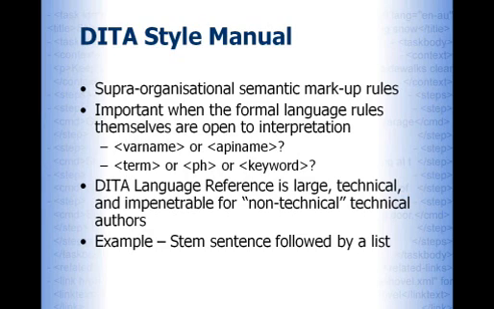For example, if you have a stem sentence followed by a list, there are many ways that could be marked up. You could have a paragraph, and then inside that paragraph you could have the list items, or you could have the list separate from the paragraph. You could have a paragraph, then the list, then a list item, then paragraphs within that list item. So for a simple scenario like that, there's probably 5 different choices that would all be perfectly technically valid in DITA.